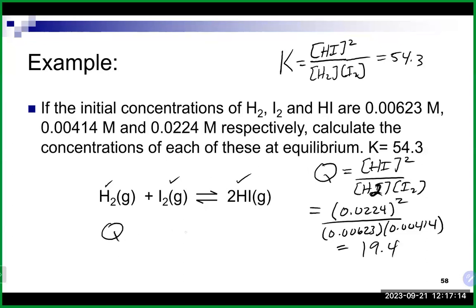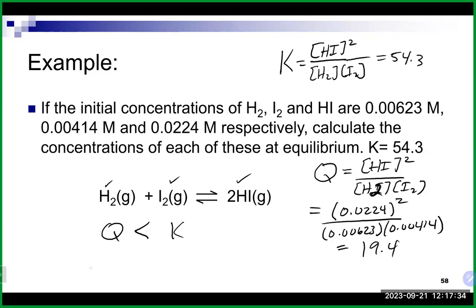In this case, our Q versus our K. Our Q in this case is actually going to be less than our K value, as our K value is 54. That means it's not at equilibrium, which is not much of a surprise here, because it would not be much of a problem again if it was.